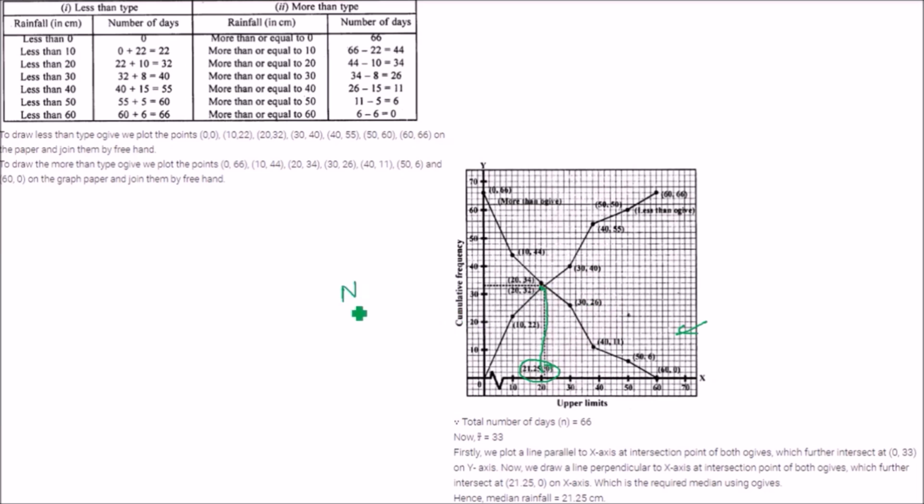There is another method: n by 2, that is 66 by 2, that is 33. So take 33 from here, draw a line wherever it intersects, drop a line on the x-axis, and it will again come to be 21.25.